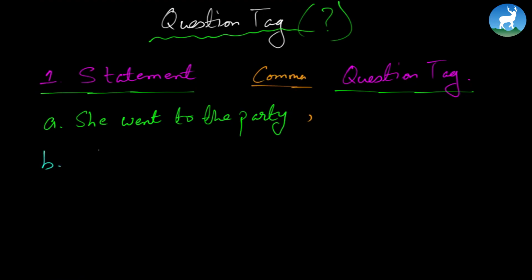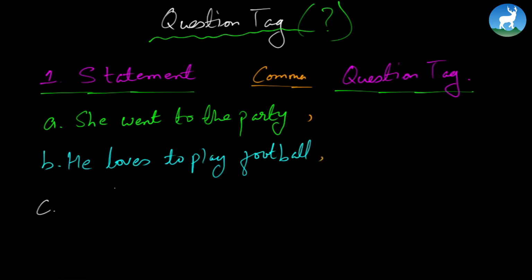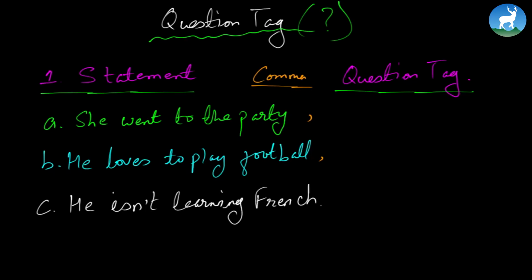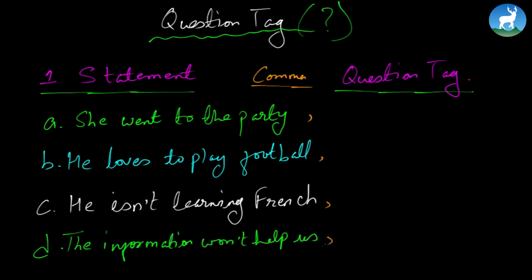But before we move there, let's move on to the second example. He loves to play football. Remember, again, a comma, okay? And then we go for number C. He isn't learning French. Again, separated by a comma. And I'm going to write down number D: The information won't help us, separated by a comma. So far we've understood that in question tag, there are three parts to be considered. First, there's a statement, and then we have a comma, and then we have a question tag.